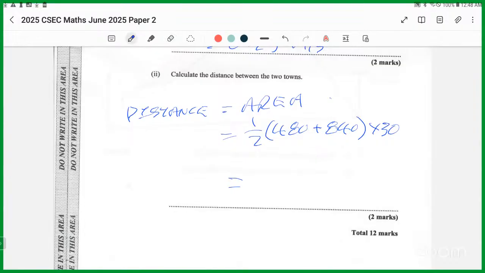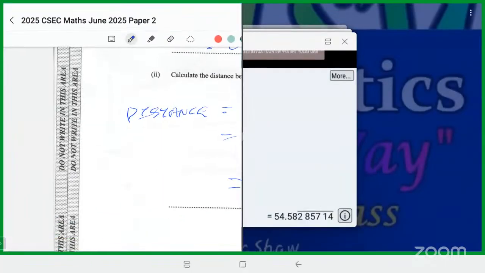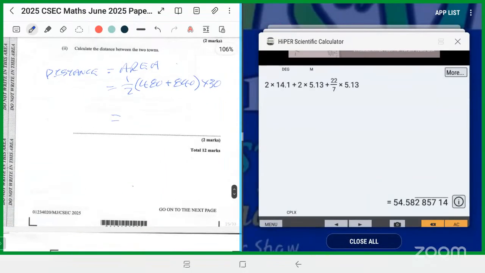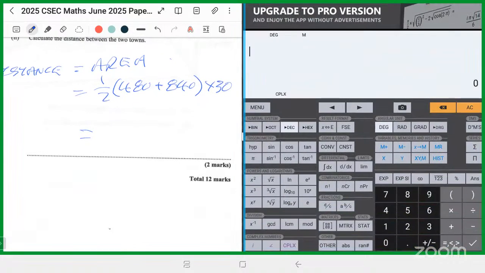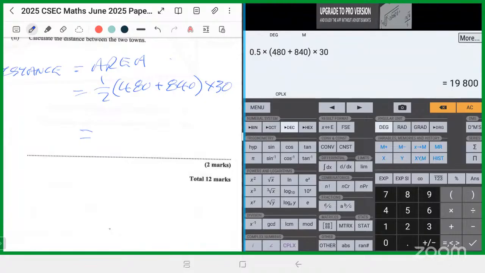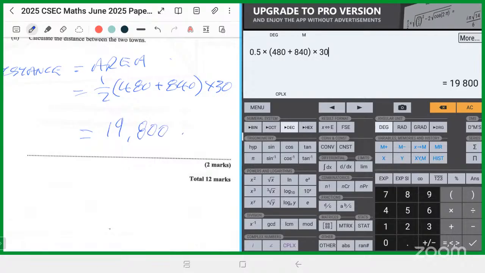So I hope you all did this calculation correctly. Add the sum of the parallel sides: 0.5 times bracket 480 plus 840 close bracket times 30. That's 19,800 meters. 19,800 meters is the distance traveled.